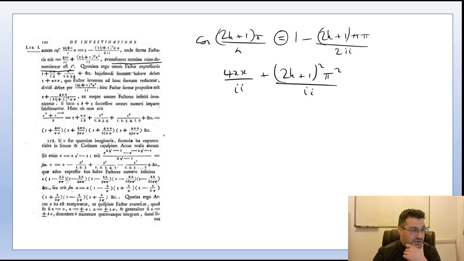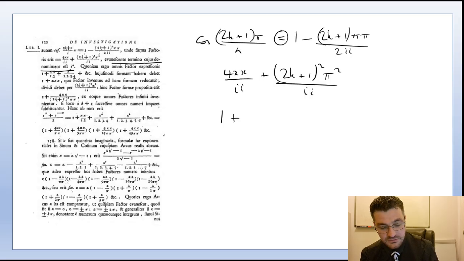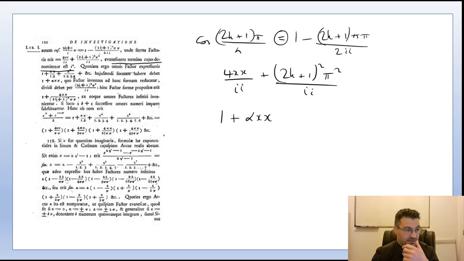1 plus x squared over 1 times 2 plus x to the power of 4 over 1 times 2 times 3 times 4, etc. are of the form 1 plus alpha x squared. I can't read that properly on the screen. Okay, so again, he's rescaling the factors here.